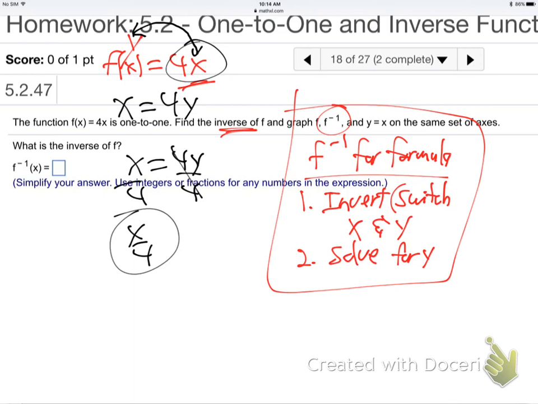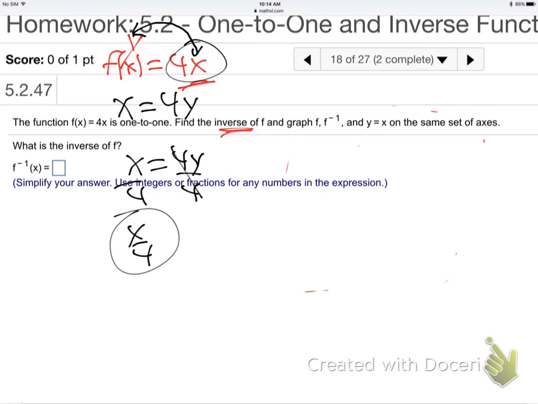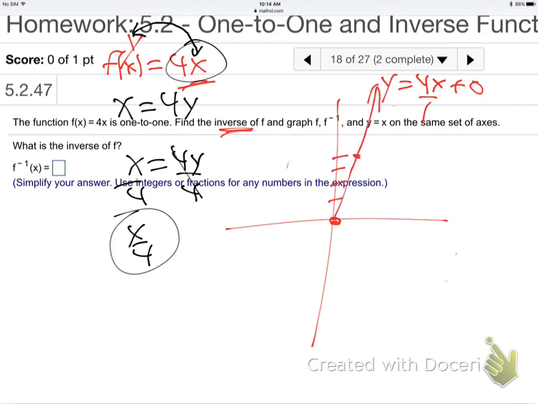Good there? Inverse function. Was there any other? So now, the second part, they're going to say, okay, graph them both on the same axis system. Well, you know how to graph a line. So let's start with the first one. Y equals 4x. The y-intercept is 0. Start at 0. This is 4 over 1. Go up 4 over 1. There it is. So there's the y equals 4x.